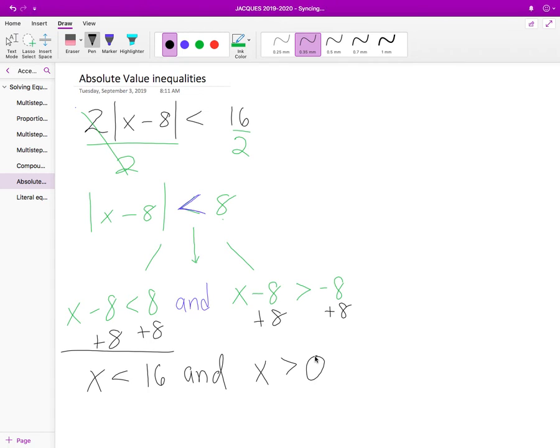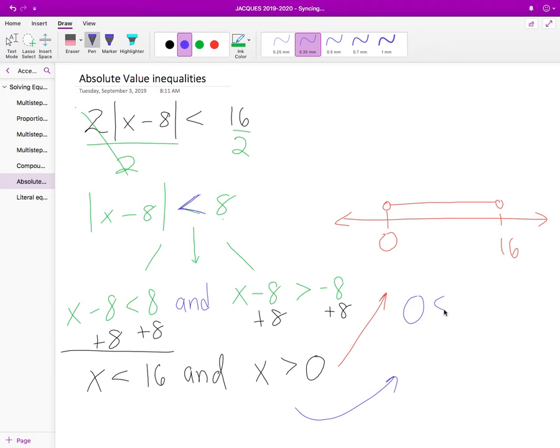So typically, this would also be graphed. So give me the numbers that are less than 16 and greater than 0. So open circle at 0, open circle at 16, connect them, and there's our whole graph and solution. If we wanted to, and your teacher may want you to, write this as a compound inequality, it should look like this: 0 is less than x is less than 16.